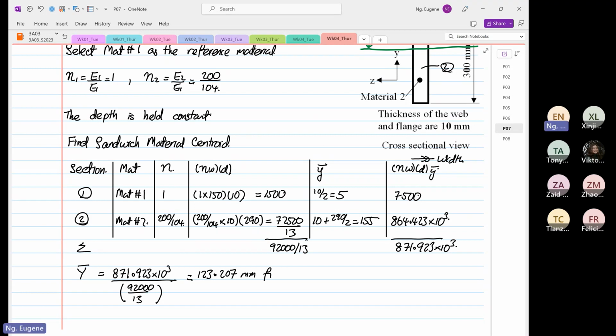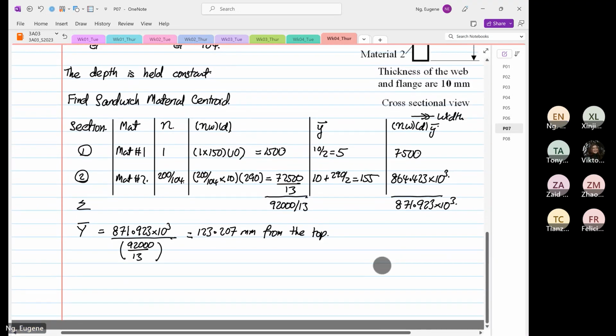Millimeters from the top. Okay, from the top. So from here, we need to determine our second moment of area now, right? We have to determine our second moment of area. So IZZ1.